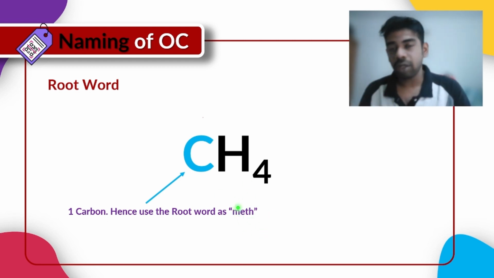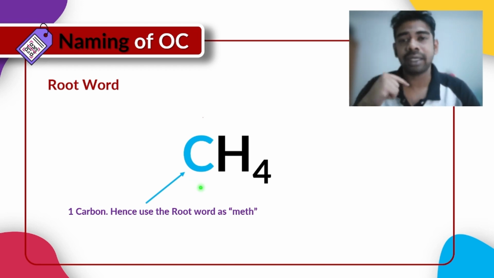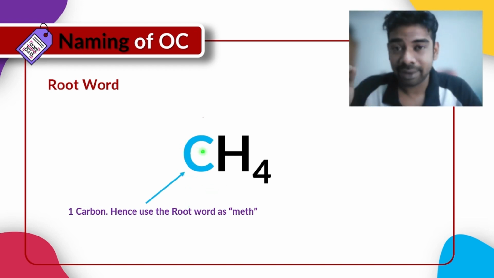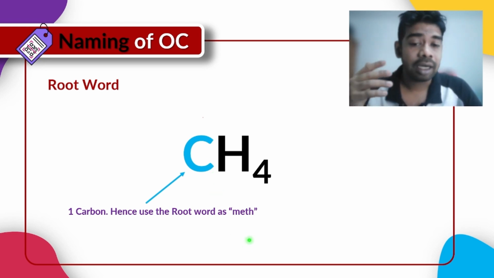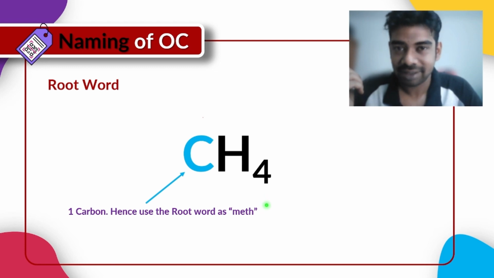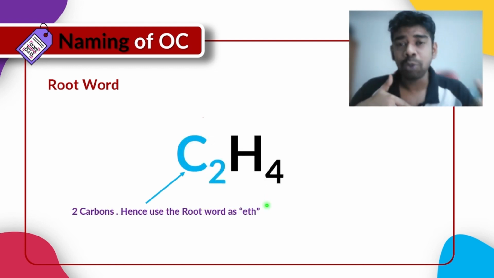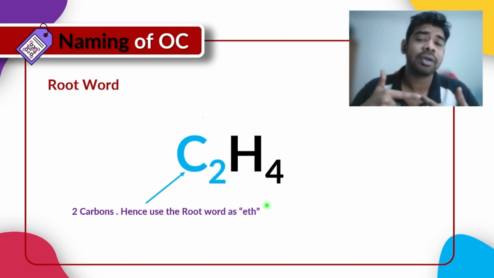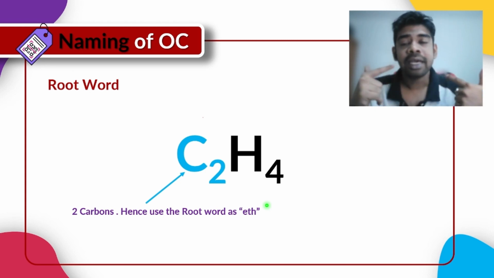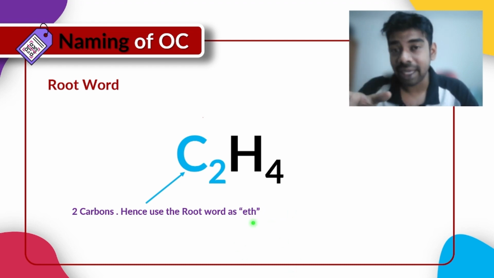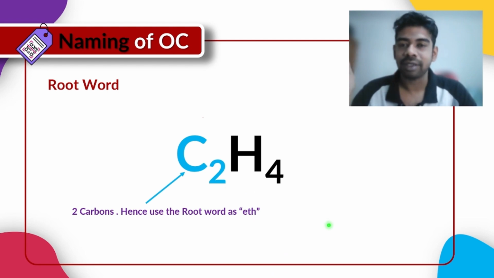So, in all of the hydrocarbons where you have just one single carbon atom, you're always going to use the root word meth. So it can be methanoic acid, methanol, and here of course you have methane gas. So this is how you're going to name. Moving on, if we have two carbons, then we use the root word eth: ethanol, ethanoic acid, and of course you have ethane over here.